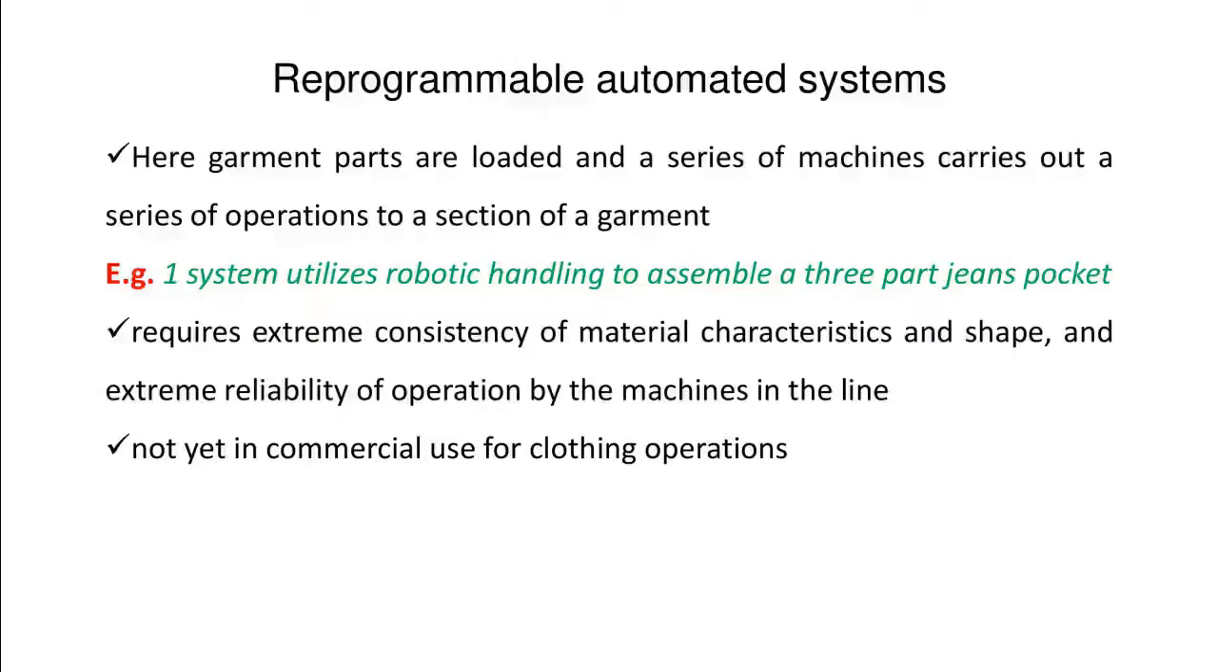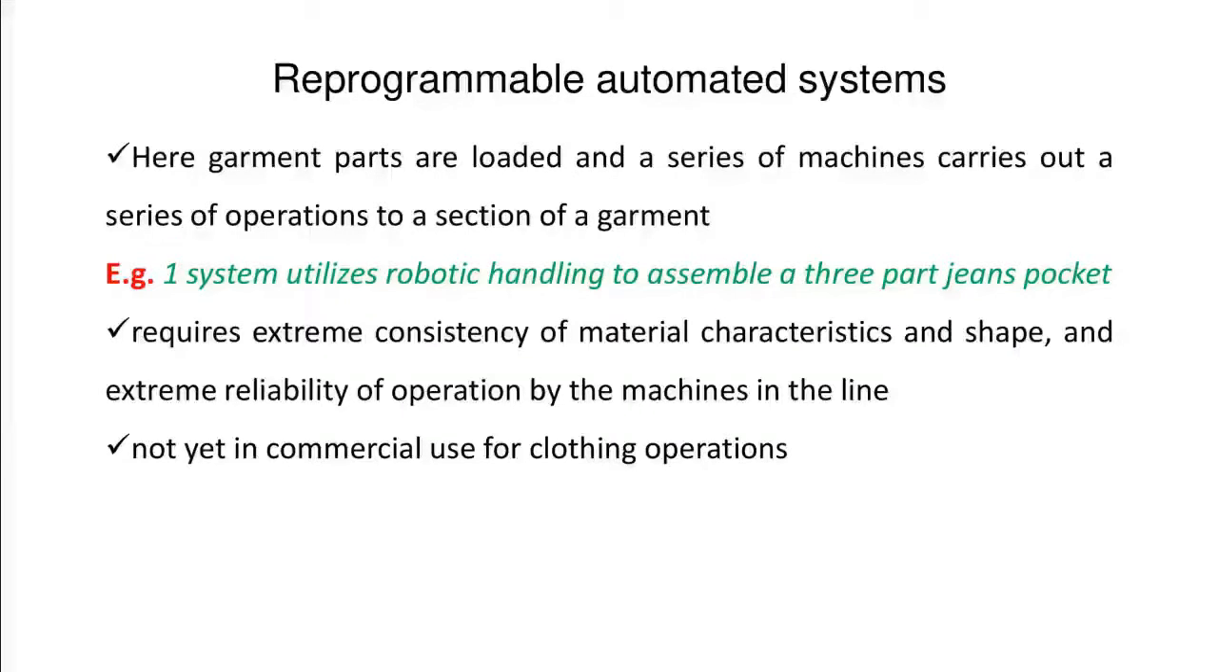And then we come to the second last slide, which is reprogrammable automated systems. And here, garment parts are loaded, and a series of machines carry out a series of operations to a section of a garment. Example, one system utilizes robotic handling to assemble a 3-part jeans pocket. Now this example that I have given, the video I have provided to you, in which you can see that a 3-part jeans pocket.